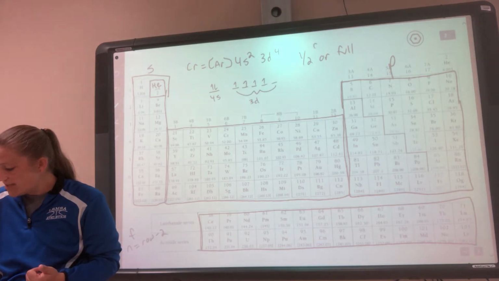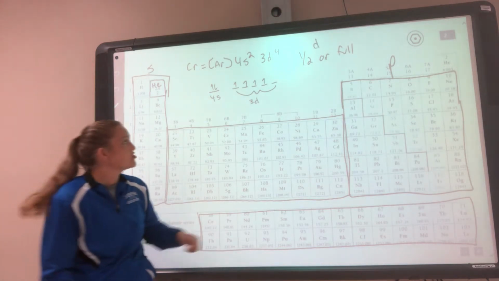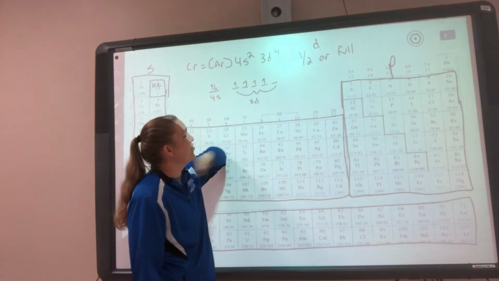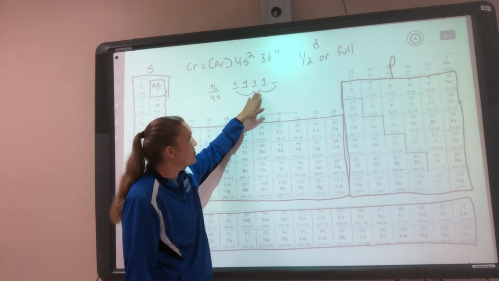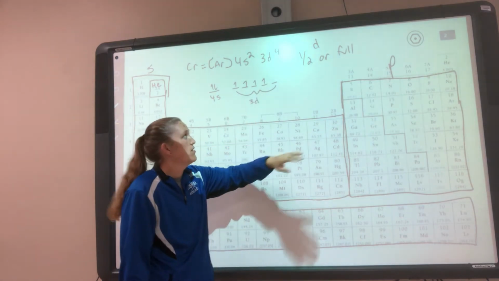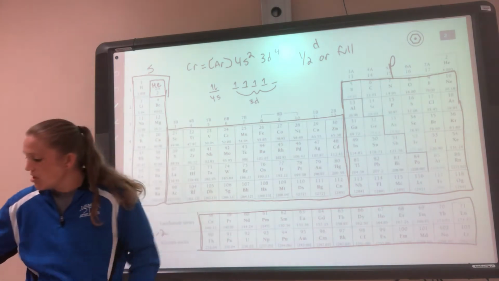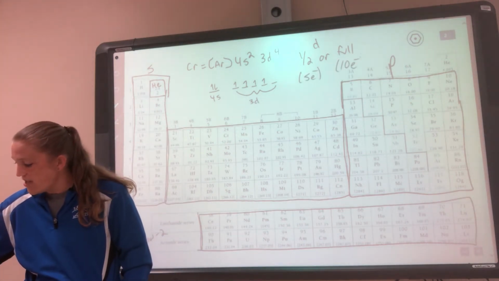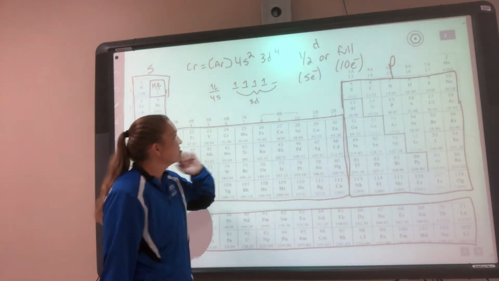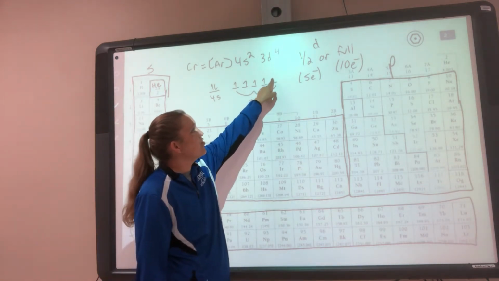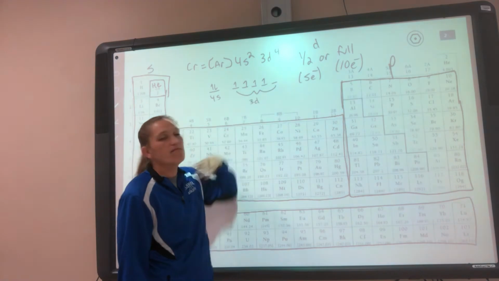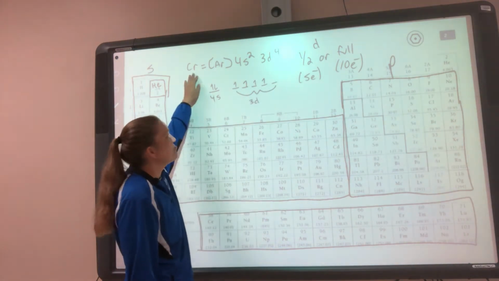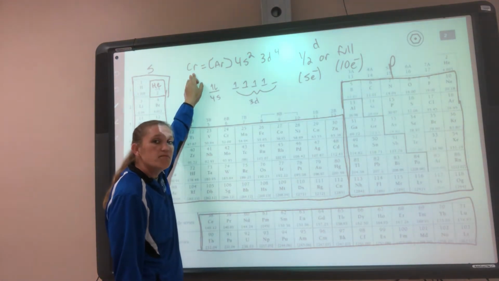So I think about my D. Here, it's not half full. For it to be half full, it would need 5 electrons. So to be half full, you need 5 electrons. To be full, you need all 10. All right, so to be half full, it would need 1 more electron. I can't just give it an electron because then it would be an anion. I want it to be neutral.